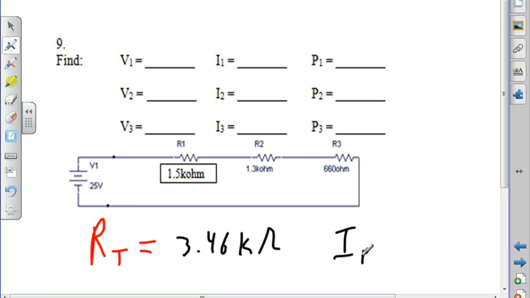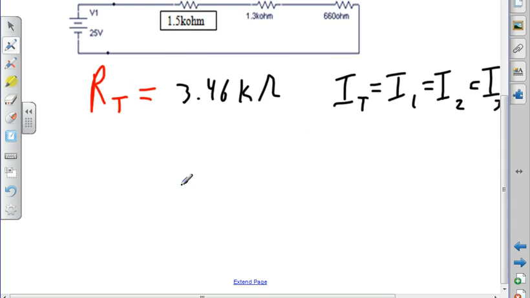So now I have to find the current total, which is going to equal the current 1, which is equal to current 2, which is equal to current 3, because I am in series, and in series, the current has to be the same. So I got 25 volts divided by 3.46 K.